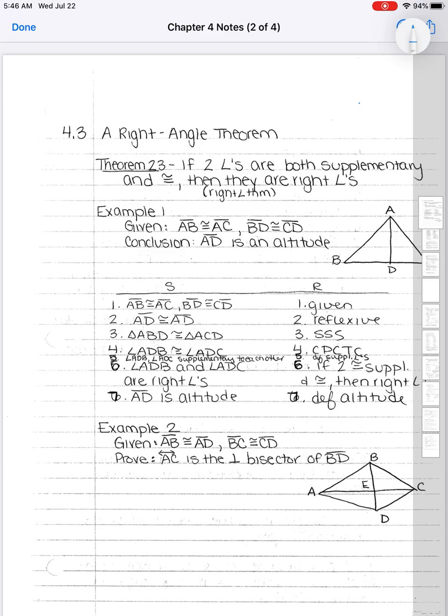So chapter 4, it's actually a pretty short chapter. There's only a couple sections in it that we need to cover. So it's basically 4.3 and 4.4. So for 4.3, the first section focuses on something called the right angle theorem.